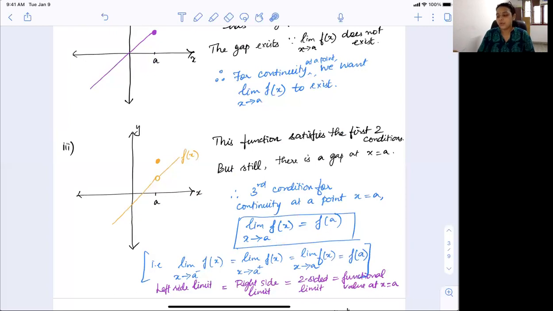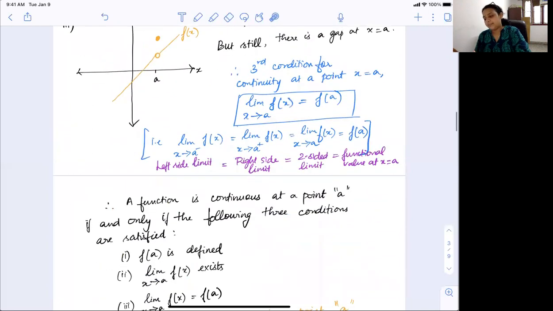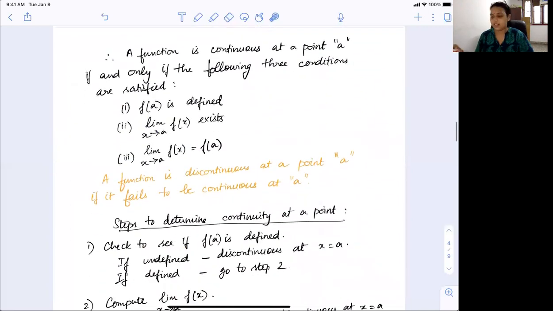So the final and the most important condition for continuity is that the limit exists and is equal to the functional value at that point. And when I say the limit exists, I mean that both the left-hand side limit and the right-hand side limit have to be the same. That's when I say the limit exists. Let's see a summary of all the conditions that I stated. f of A should be defined, the limit should exist, and the limit should equal the functional value. If any of these conditions don't hold, then the function is discontinuous at point A.